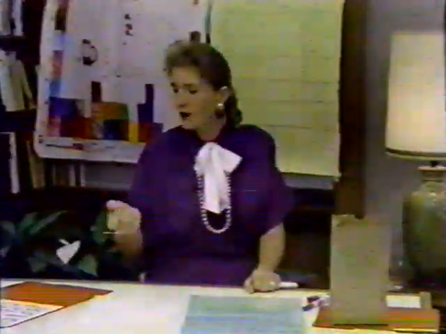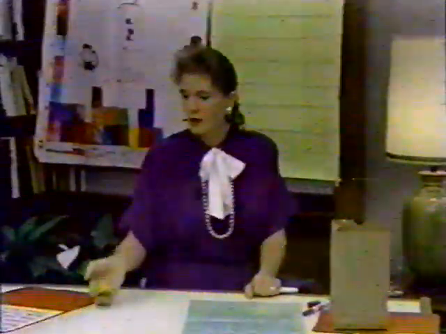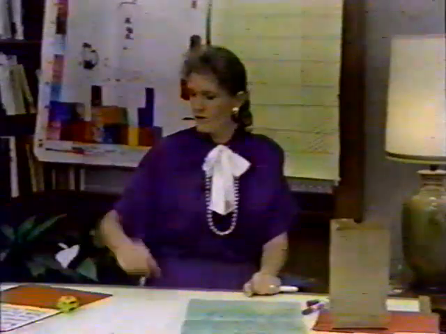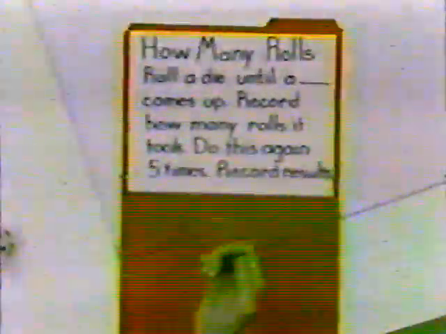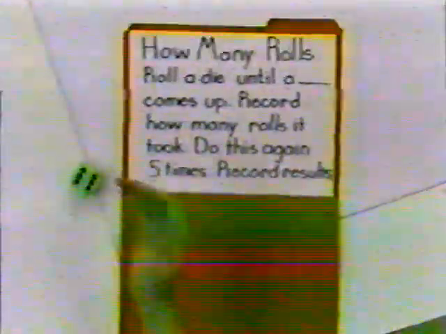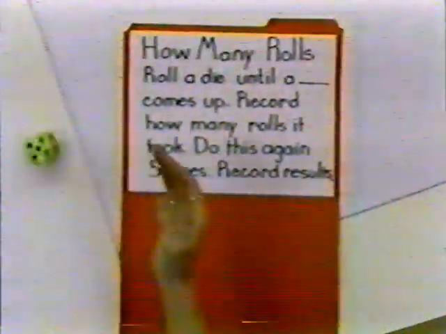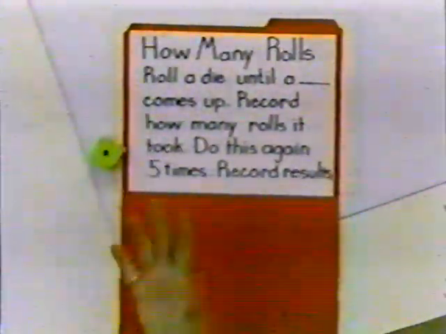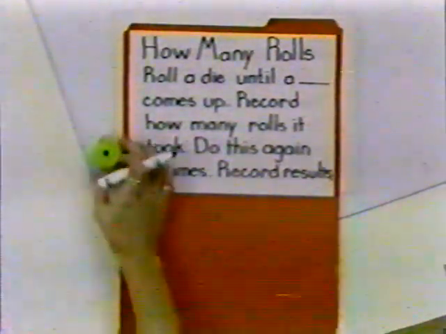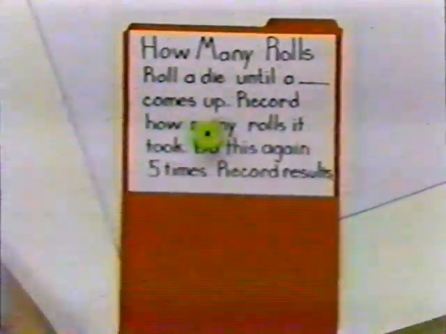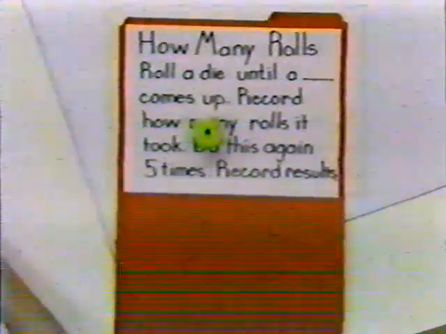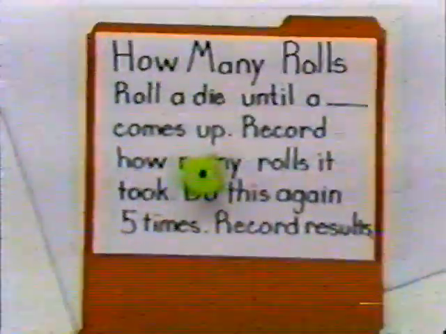Okay, roll a die until, and let's go ahead and do 1. Roll a die until a 1 comes up and record how many rolls it took. There's 1 and it's a 6. Let me go ahead. Okay, 3, 4, 5, 6, 7. Okay, it took me 7 rolls to get a 1. So with 7 rolls, the 1 came up.